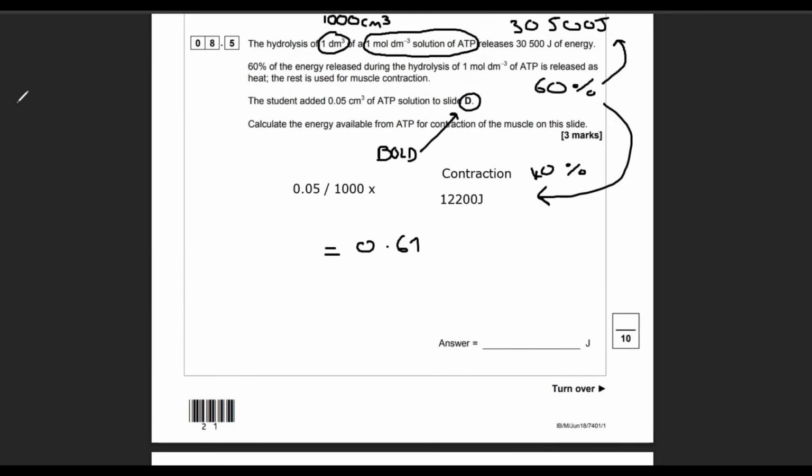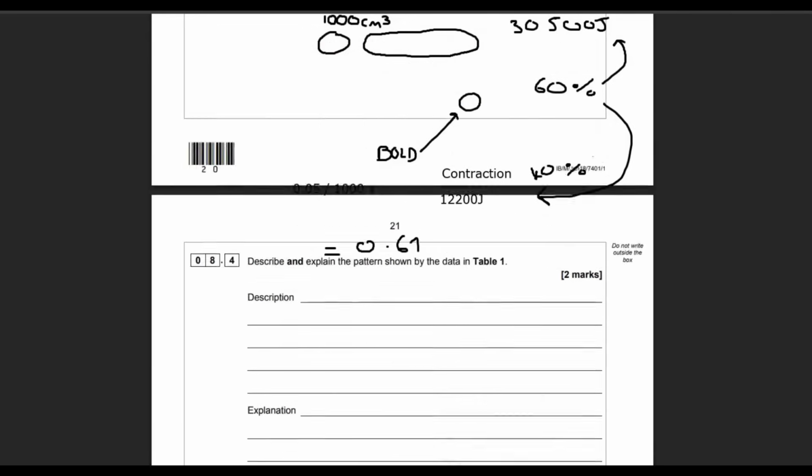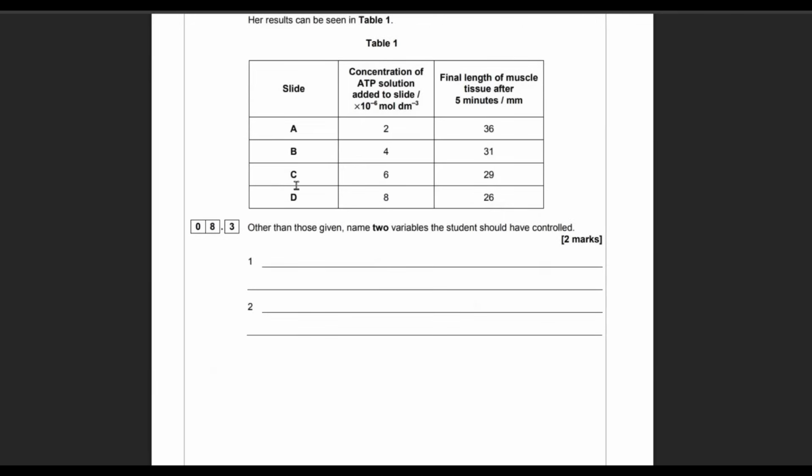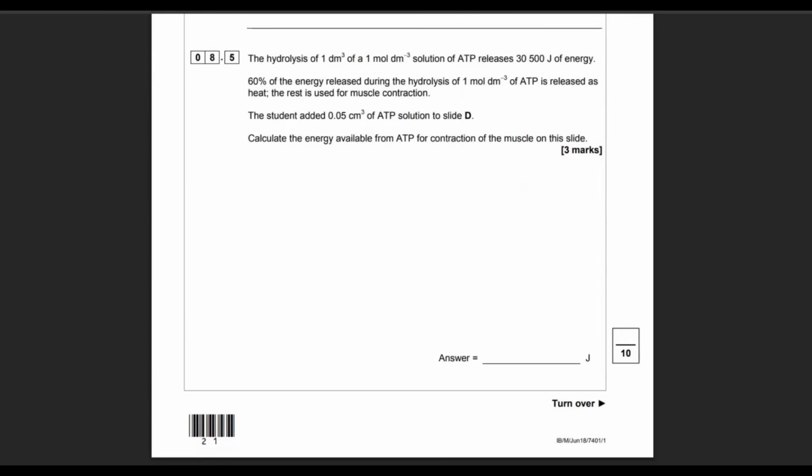So what we're going to do, we're going to zing up here to the table. Let me get rid of that off the screen. And let's check the table out. So what it shows us here is that slide D, the concentration of ATP solution is 8 times 10 to the minus 6. So we've got 8 times 10 to the minus 6. Yeah, so that is the concentration. So what we need to do is go back down and multiply our answer by the concentration.